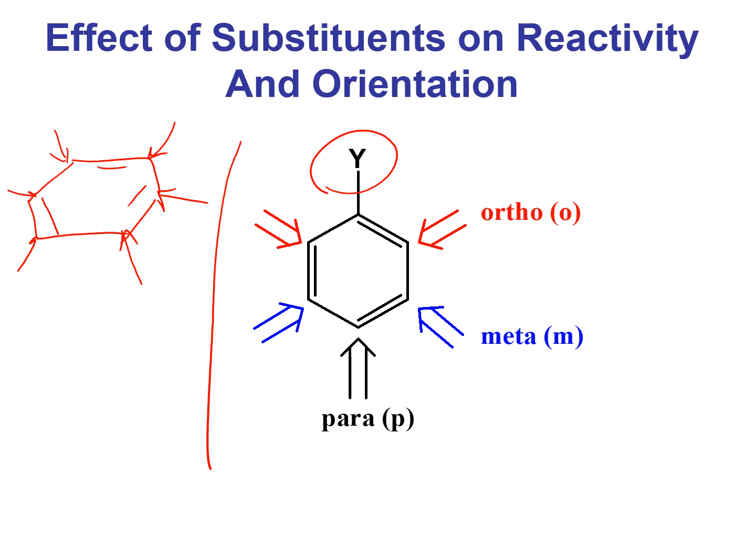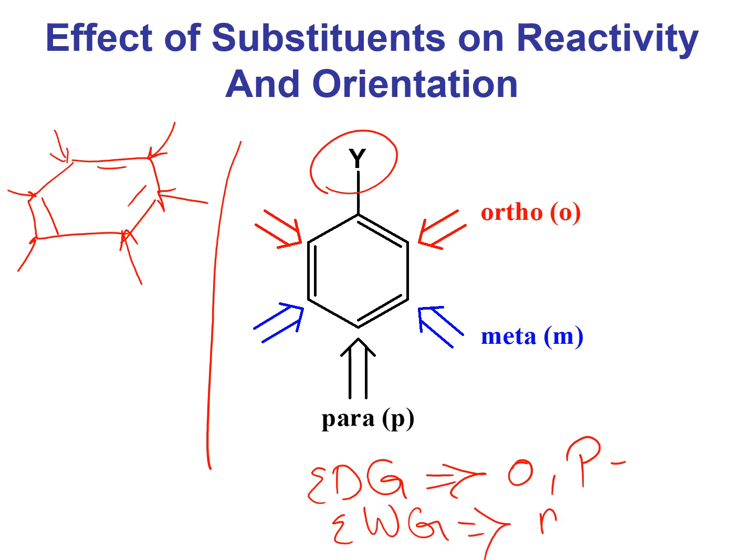Already in the previous video, we have mentioned that electron donating groups will direct to the ortho and para position, while electron withdrawing groups will direct to the meta position, and we did not specify the reason for this. Today, we will explain the reason for such orientation.